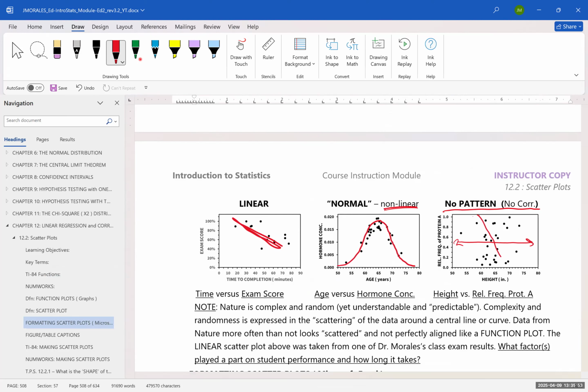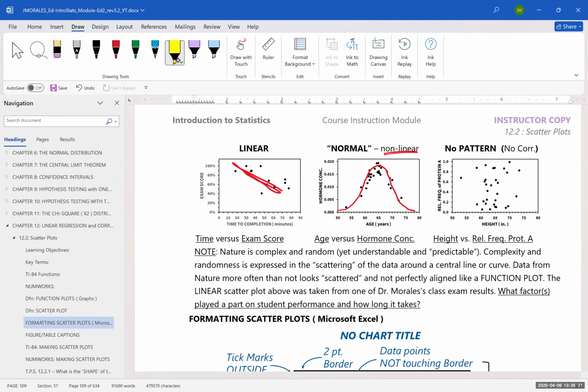Or you could draw a line through them like this, or like this. There's no clear linear pattern to this data. And so because there's no pattern, you would say that there's no correlation between the height, maybe the height of a person versus relative frequency of protein that a person consumed. Okay.